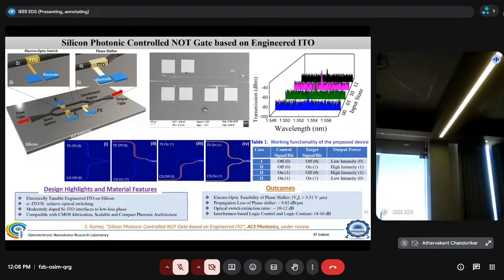Now, a similar concept we utilize for a control NOT gate, which is a silicon photonic control NOT gate. It is not quantum, it is classical, but we can enable it. So the signal in this waveguide can control the signal here.